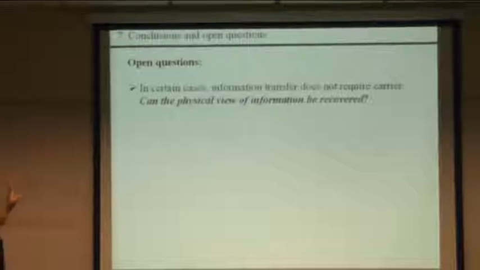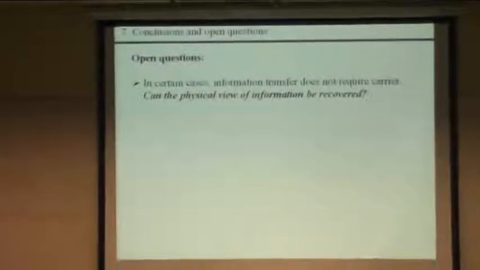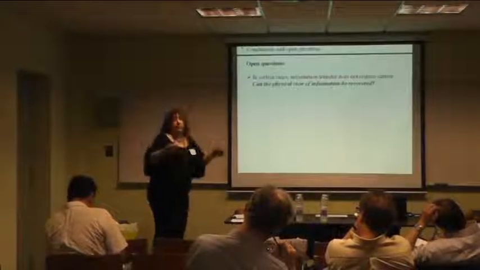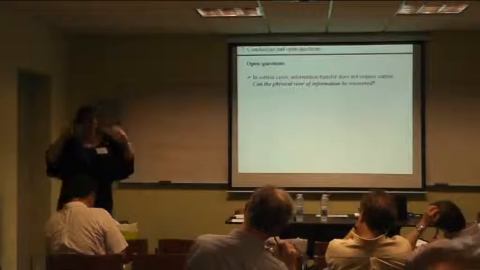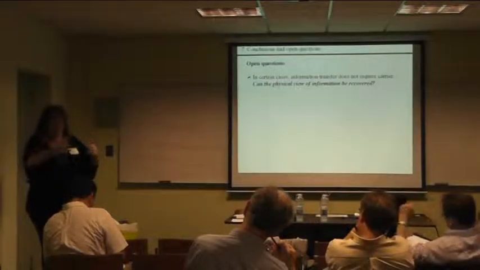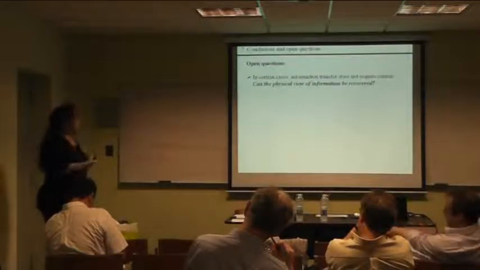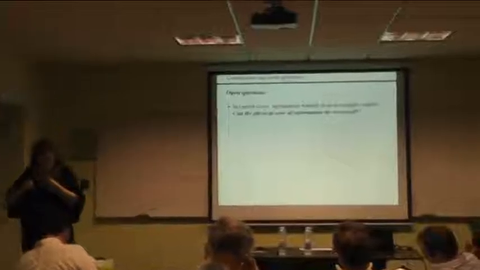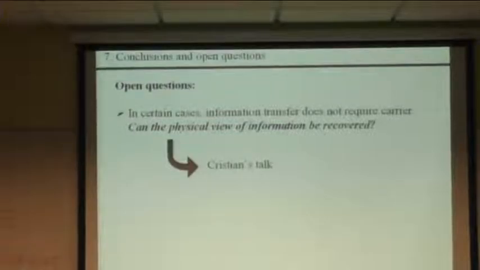These are the conclusions. Which are the open questions? Many. But I will only announce two. One, in certain cases, we saw that information transfer does not need a carrier. I mean, the difference from the traditional physical view, no information without representation, the idea that information always needs a signal carrier. Well, perhaps, can we retain the physical view without the need of a signal carrying the information? Well, perhaps this is possible, and this is the subject of Christian's talk.